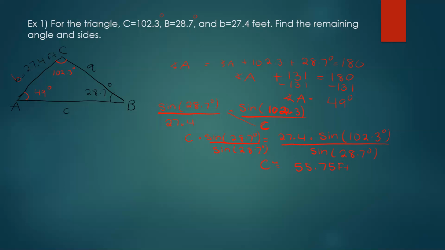Actually, couldn't I just round it to one decimal, 55.8, because everything else is in decimals? I think I should do that. 55.8 feet. So small c has a side length of 55.8 feet.